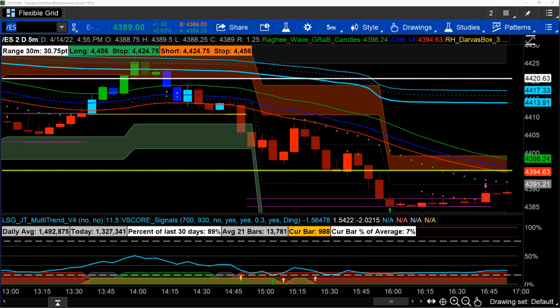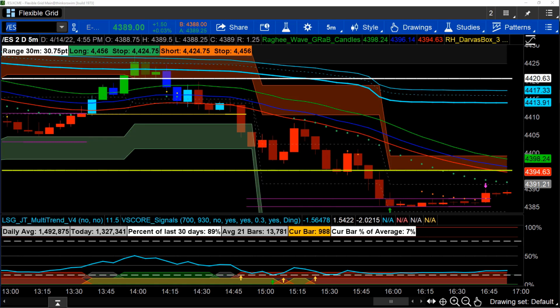And this increases accuracy because we're measuring this volume from a very specific psychology, meaning from, say, the open forward, or say maybe from an economic release forward. We're getting very specific about the time that we're studying this volume.